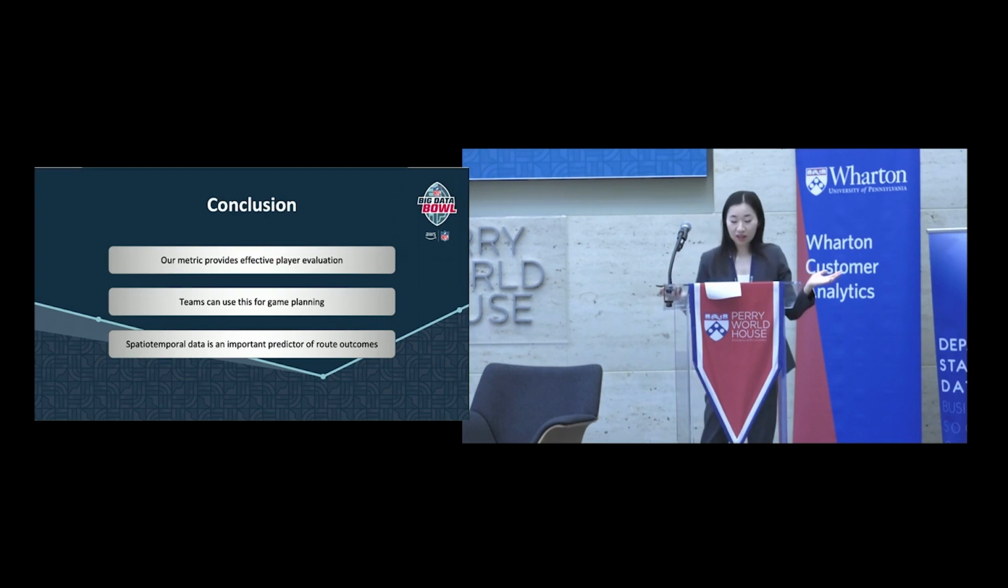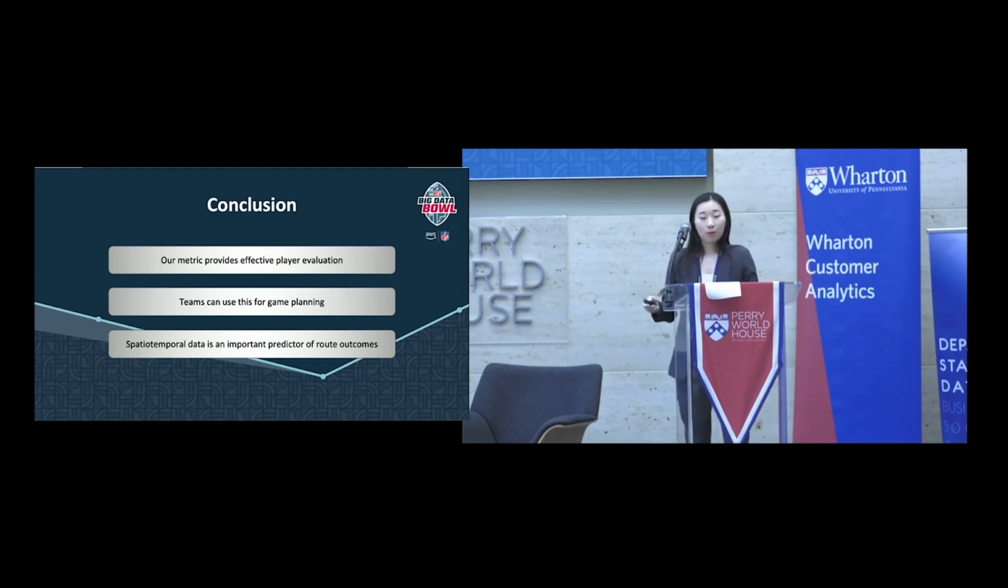So basically, our metric, I think, provides effective player evaluation for personnel decisions, as well as for in-game planning, so you can decide what matchups you want to do. My big takeaway is that player tracking data is very important, and it was an important predictor, so I think that is where the next frontier of sports analytics is. But I hope you learned more about how to use data science in sports.